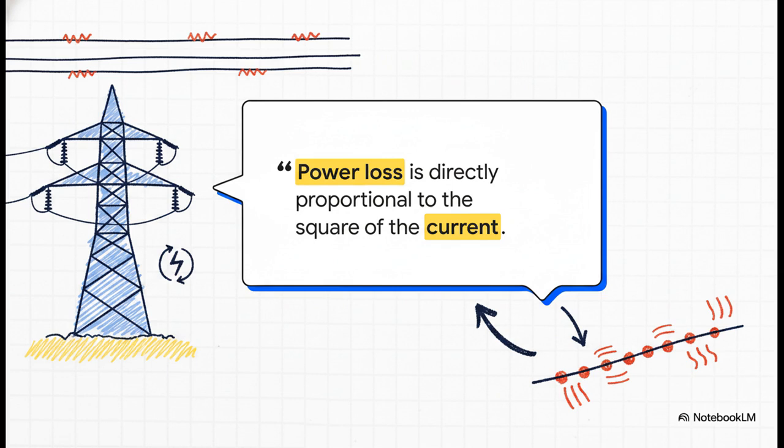When electricity travels through a wire, the resistance of that wire causes some of that energy to be lost as heat. And here's the absolutely crucial rule: the power lost is directly proportional to the square of the current. To send a ton of power over a really long distance without losing it all as heat, you absolutely have to use very high voltage and very low current.